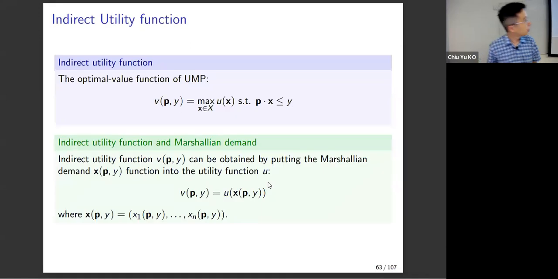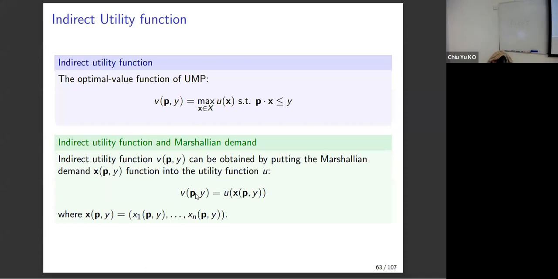Okay. And let me introduce this and we'll break. Sorry, it's almost, I should give you a break. Just this slide, then we'll break, okay? So here we come to the last thing for the UMP. It's called the indirect utility function, okay? That's basically you look at the utility, instead of what the bundle is, okay? Or simply you can put the Marshallian demand into utility, that's what we have, okay?